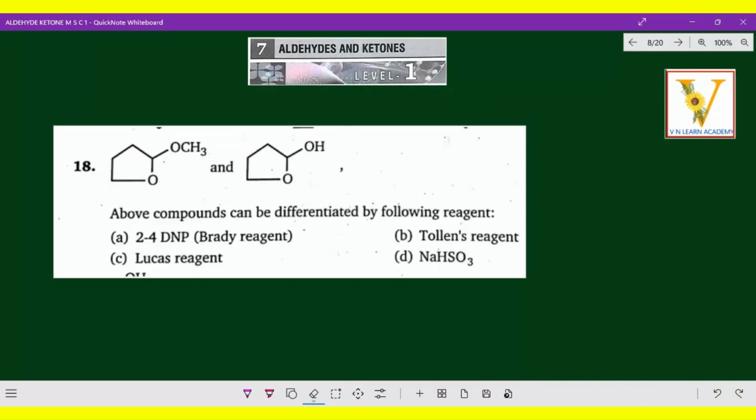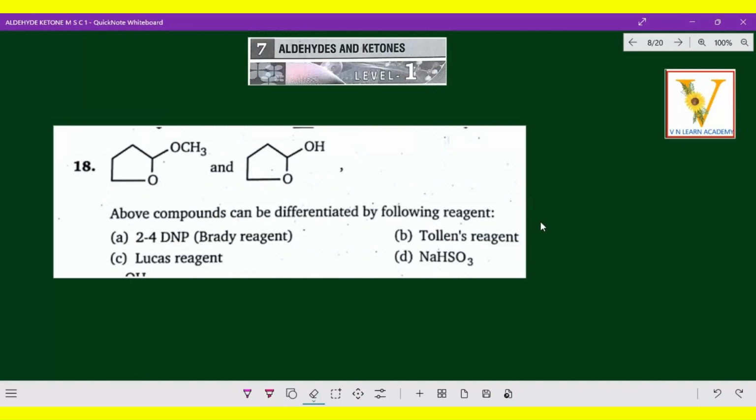The next question: as we observe these two compounds, the above compounds can be differentiated by which reagent? Here the options are 2,4-DNP (Brady's reagent), Lucas reagent, Tollens reagent, and sodium bisulfite. It is the same concept which is repeated in another question in this video. Tollens reagent and Fehling solution are used to differentiate aldehydes and ketones.